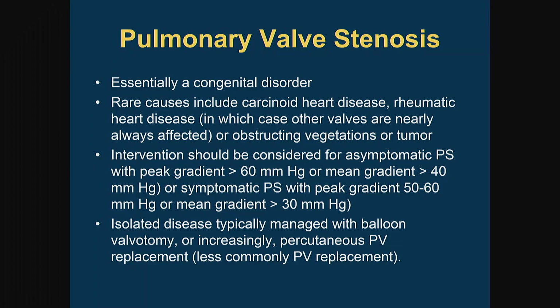Pulmonic valve stenosis is essentially a congenital disorder. 95% of PS cases are related to congenital or genetic disorders such as Noonan syndrome, which is commonly associated with PS. There are some rare causes of pulmonic stenosis, including carcinoid heart disease and rheumatic heart disease, in which case other valves are nearly always affected. And as mentioned, there are rare causes such as obstructing vegetations or tumors.